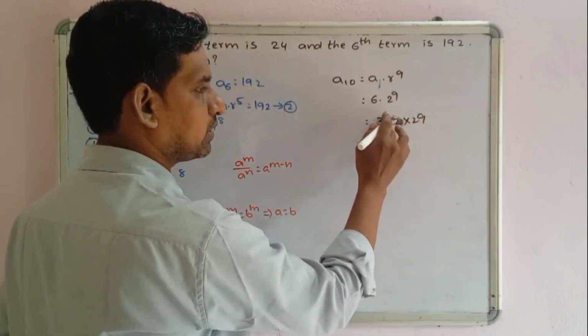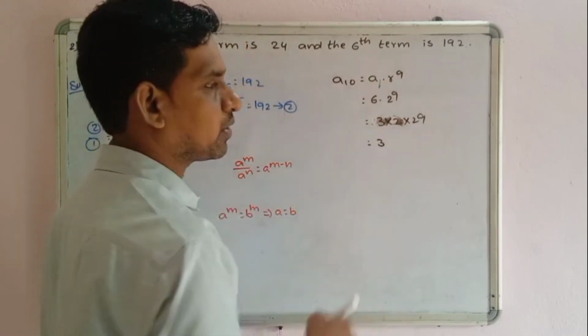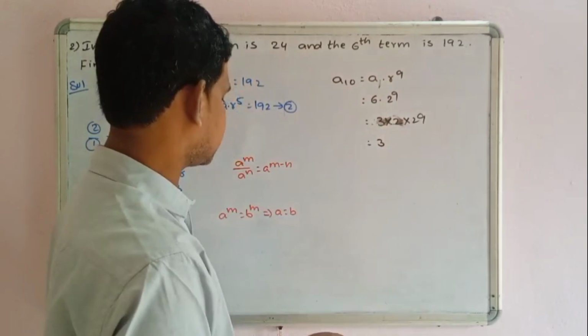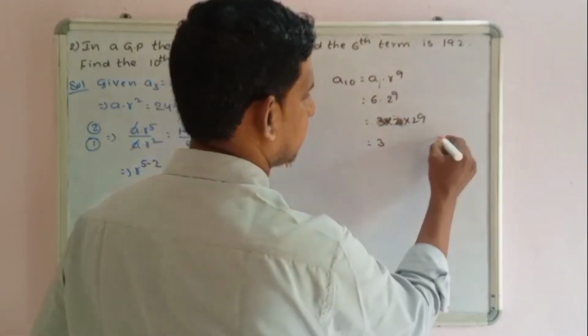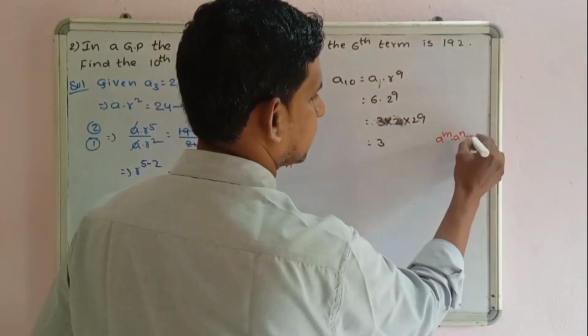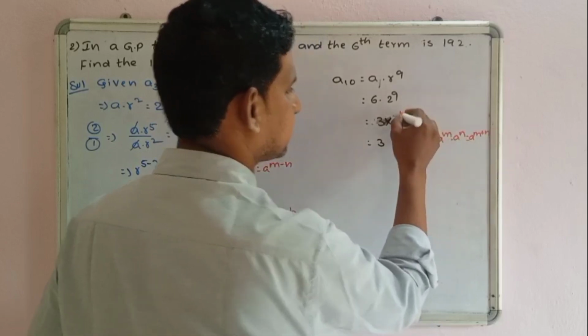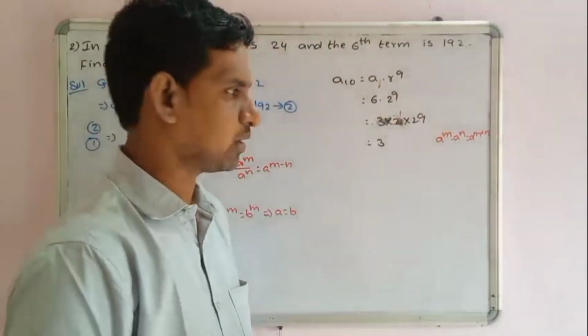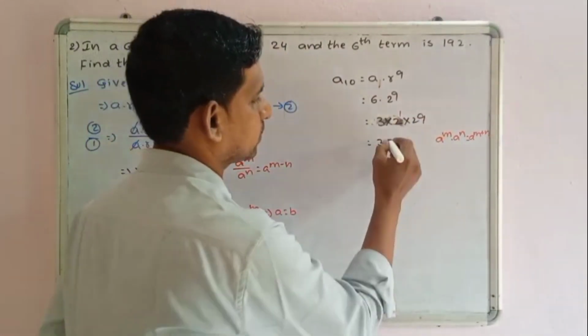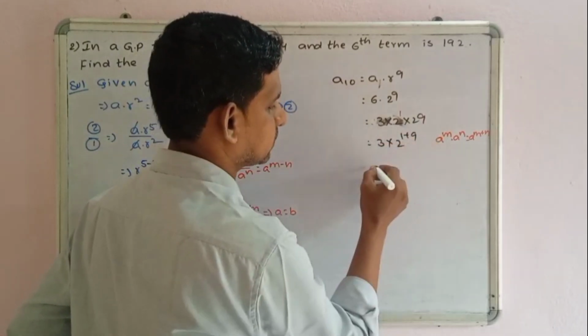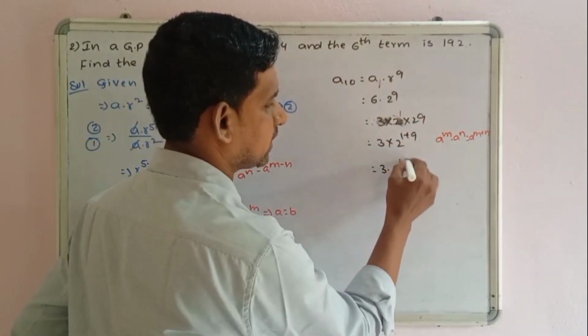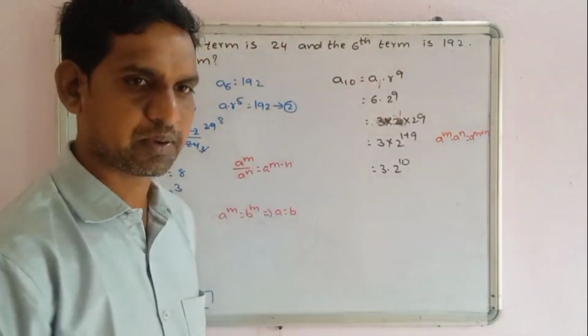See, ఇప్పుడు ఎలా ఉంది? 3 into A power m into A power n ఉంది చూడండి. What is the formula? A power m into A power n equals A power m plus n. ఇక్కడ బేస్ మెన్షన్, పవర్ మెన్షన్ చేయలేదు కాబట్టి 1. సో 3 into 2 power 1 plus 9, that is 10. 3 into 2 power 10.